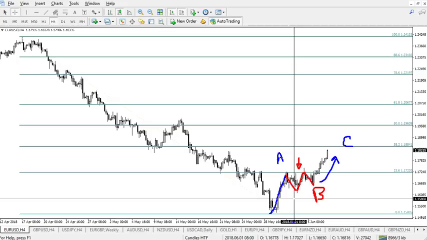correction, but what does it complete? What kind of pattern does it lead to? At the moment, leading towards a wave 4. This is probably a wave 3, and up in here, all the way here, was probably a wave 2. So that wave 4, typically shallow.